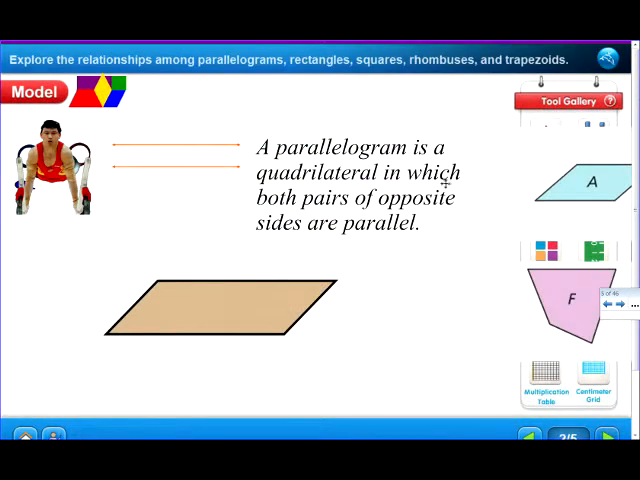Let's look at parallelograms in specific terms. Parallel means 2 lines that stay the same distance apart all the time. So a parallelogram is a quadrilateral, a shape with 4 sides, in which both pairs of opposite sides are parallel. That line and that line are parallel, and this line and this line are parallel. The opposite sides are parallel, both pairs. And so that means it's a parallelogram.